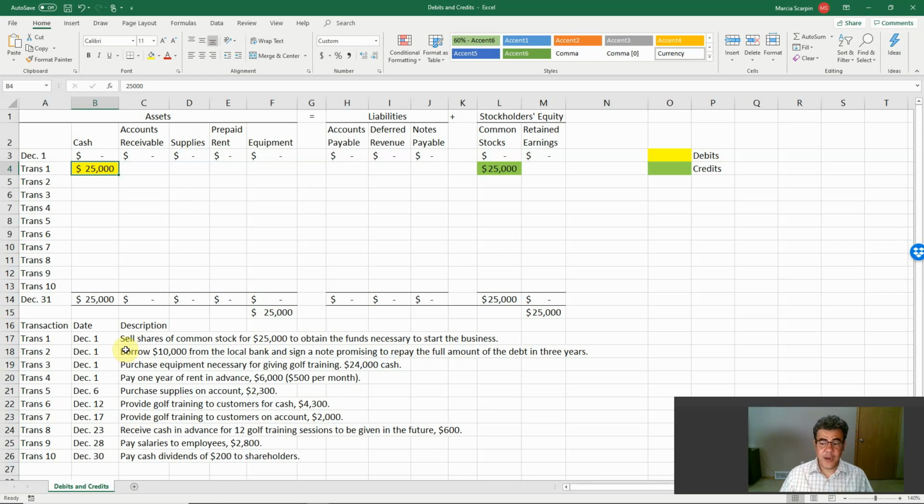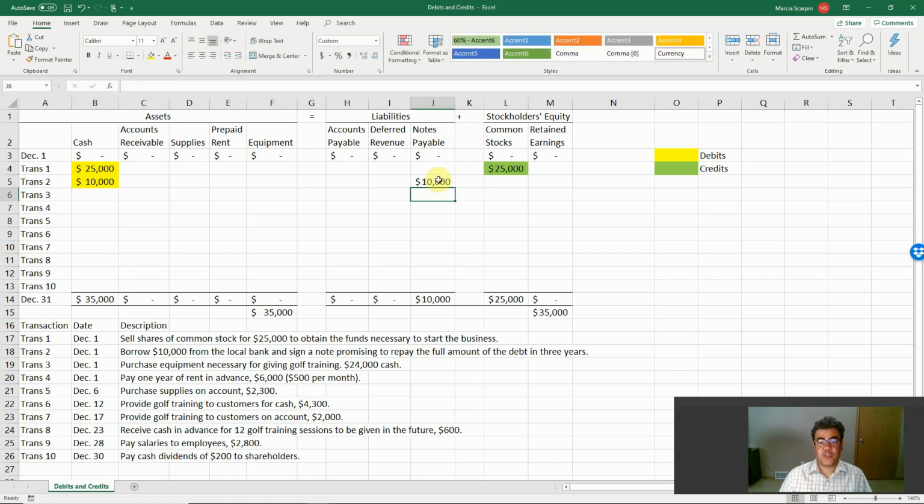Okay. Transaction number two, and these transactions I extracted from the Principles of Financial Accounting from Iceland. But we have a lot of other textbooks with the same examples. Borrow $10,000 from the local bank and sign a note promising to repay it in 3 years. So we borrow this money, so we are adding this money to our cash. So we are debiting it. We are increasing our notes payable. We will pay it, so we have a liability, notes payable. So we want credits.